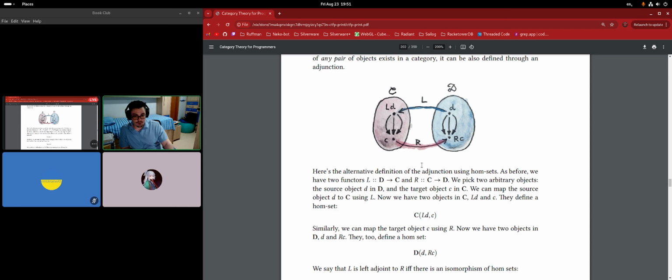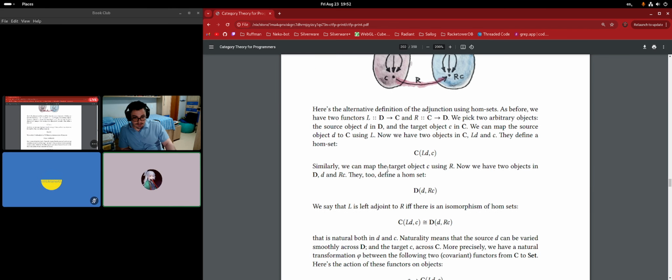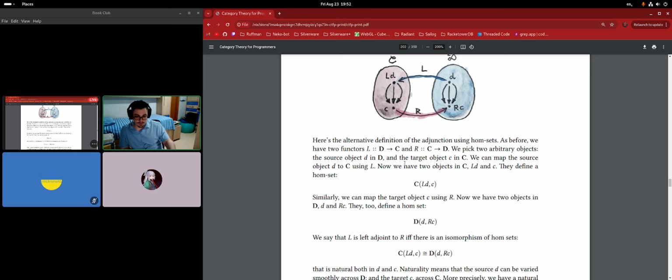So what are we doing? We are picking D, going from D to C, and then applying the functor L. So we're going to LD, which is, again, in category C now, because we traverse the L bridge. Now we have two objects, LD and C. They define a home set. These are all the possible morphisms between this object and this object. We can do the same thing with the other one.